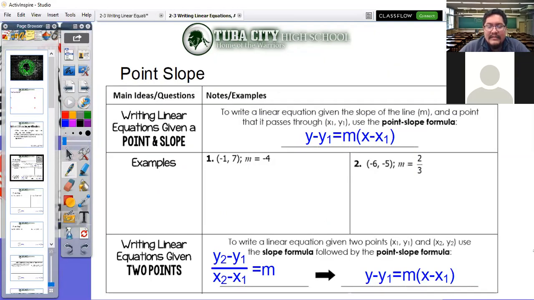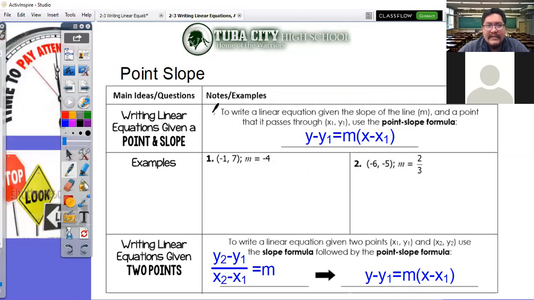All right, so let's go ahead and talk about what we got going on today. So we have point slope form. To write an equation, given the slope of a line, so it's still m, it's still the same thing. It's still pretty much going to be y equals mx plus b. Same thing, roughly. Slope is still m, and a point that passes through our given point, which they say is x sub 1 and y sub 1. So it's basically the same as the ordered pairs that we've been using of x and y. X is your sideways and y is your up and down.